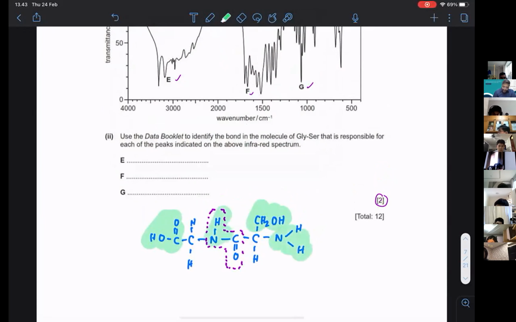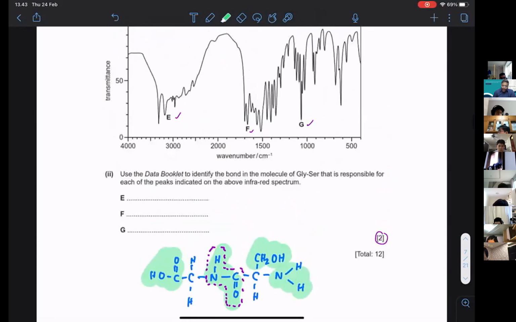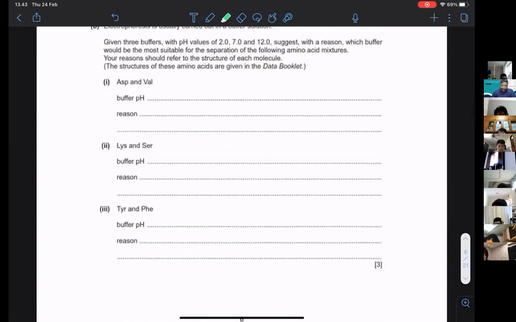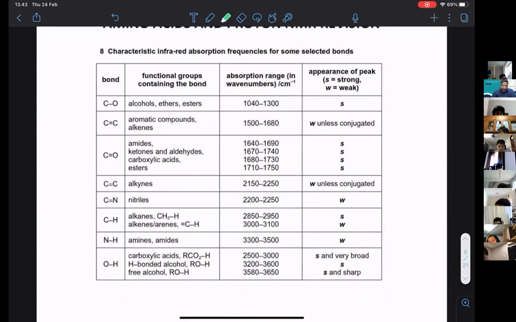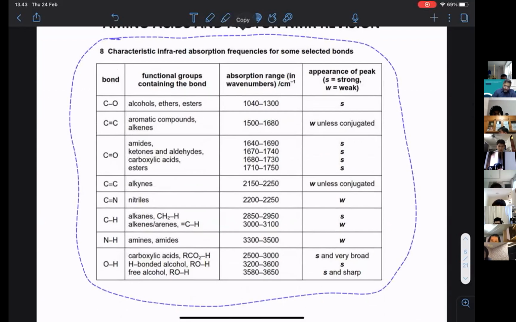Let me check whether all these are going to be there or not. What I notice here is you have E, F, and G. I need to identify the peak for these using the infrared spectrum. Let's see whether I have the data for the infrared spectrum here. So I put the infrared spectrum over here. Let me bring this over there.